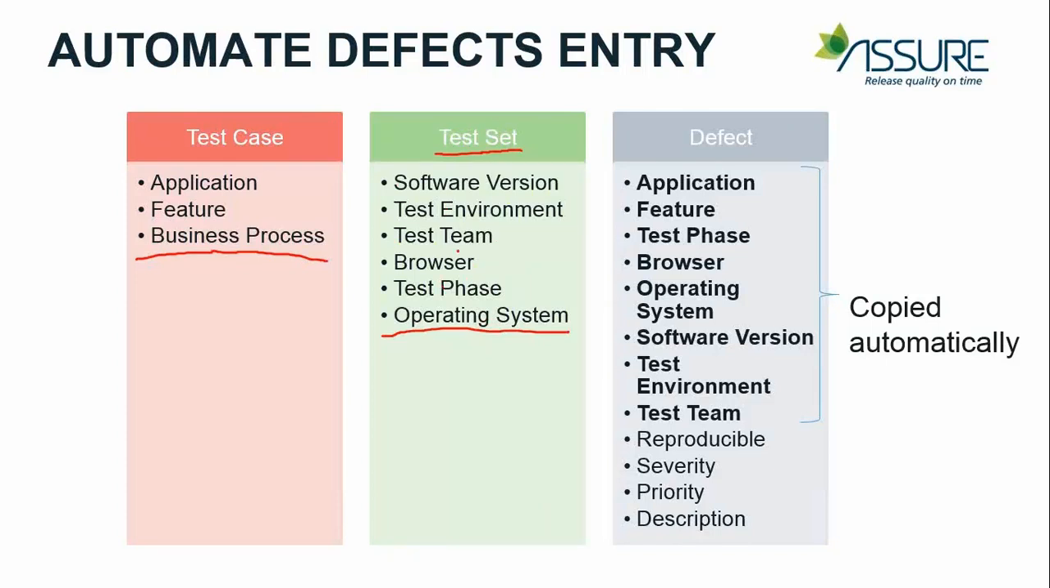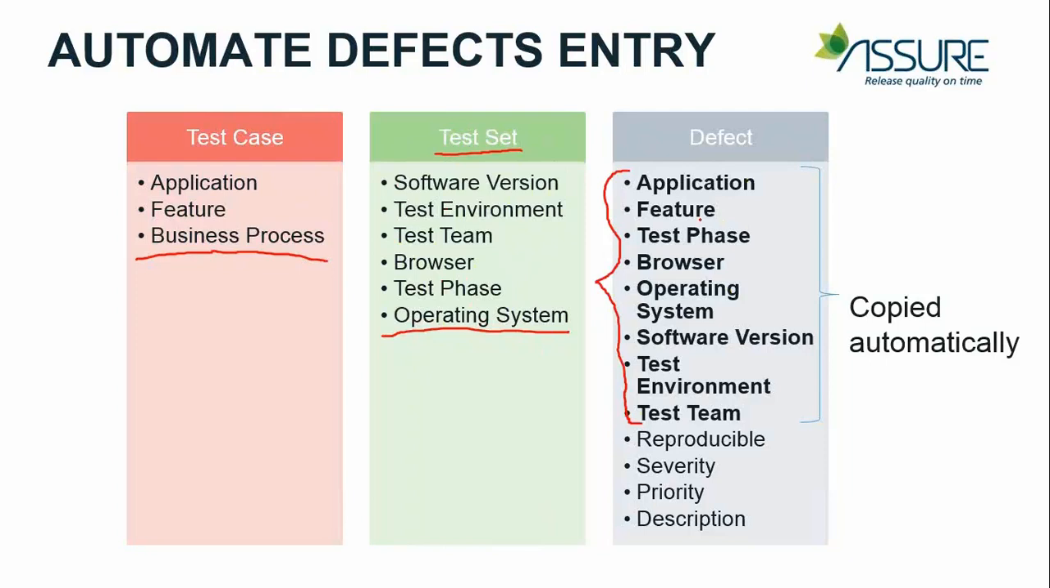So having these as mandatory fields for test sets is something that really works in this example. Then you have all that information, the test case information and the test set information. So when a tester pops up a new defect from that test set, what you can do is automatically populate the defects form with all this stuff that you got from the test set and test case.